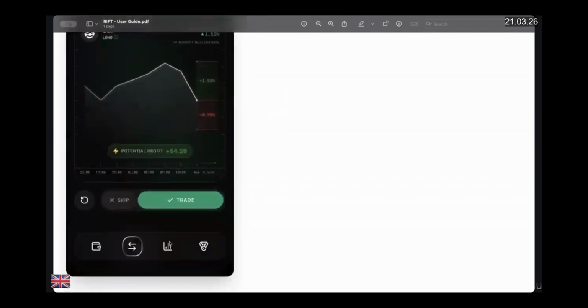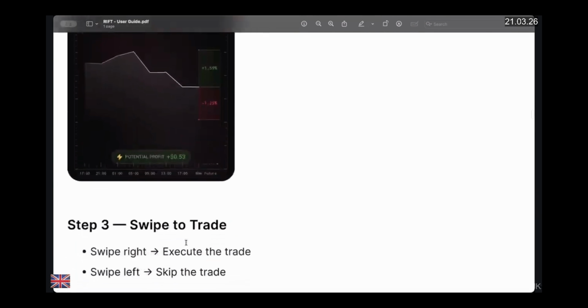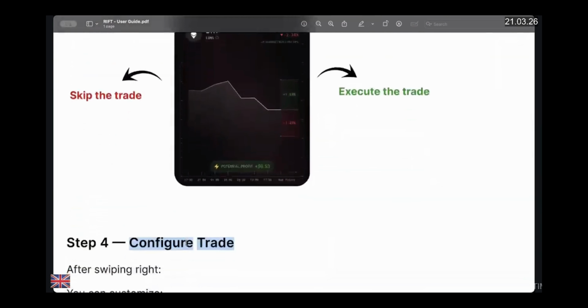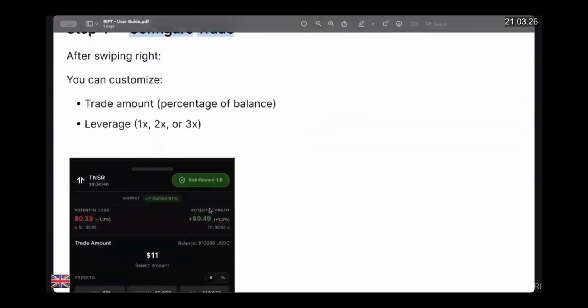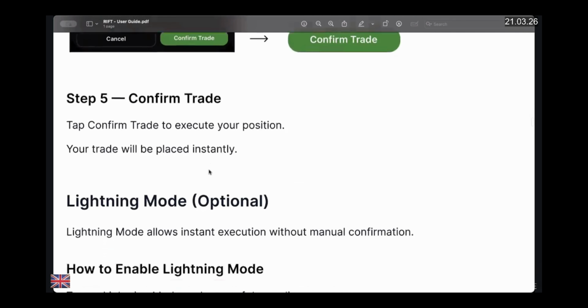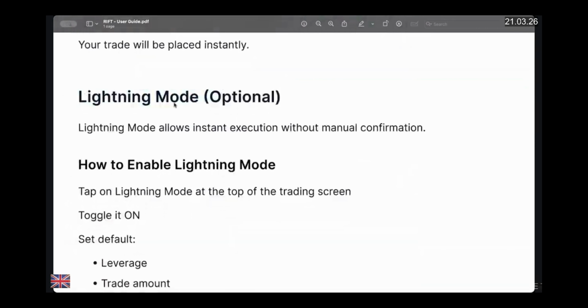The first option is your portfolio, the second is the trade section, the opportunity section, and the third one is the portfolio section in which you see your positions. So if you go to your portfolio section where you see your positions, you will be able to monitor the open positions that you have executed. So once you configure the trade, it is placed and you confirm it.